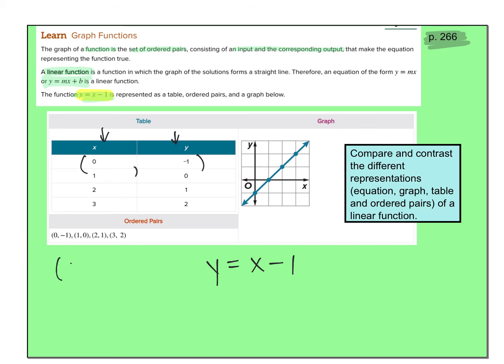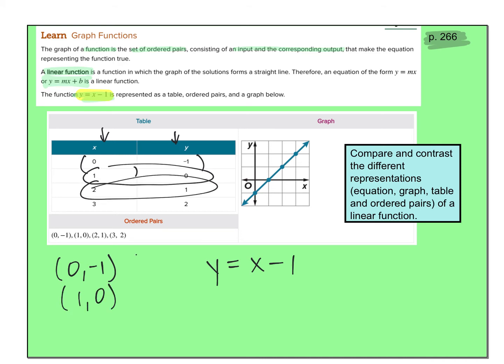So my first coordinate is 0, -1. My second coordinate is right here, 1, 0. My third coordinate is 2, 1, and then 3, 2. Now all I had to do was graph those, which they did. They went 0, -1, they put here. 1, 0 is right here, 2, 1, 3, 2, and I graphed it.